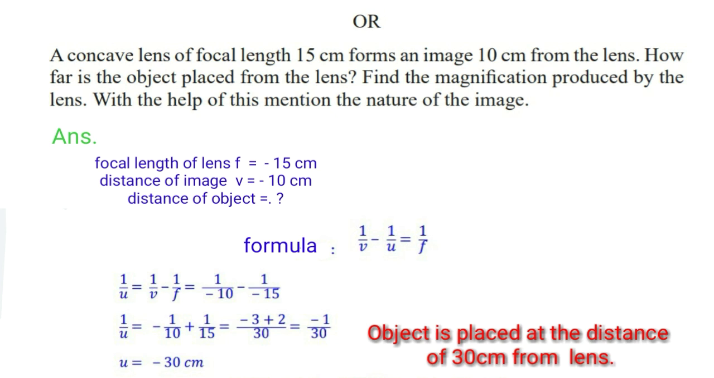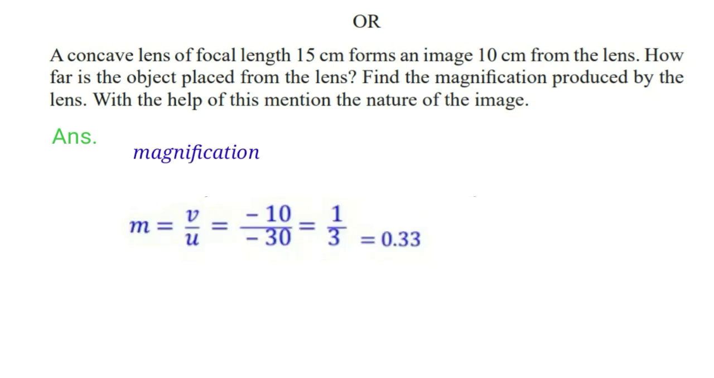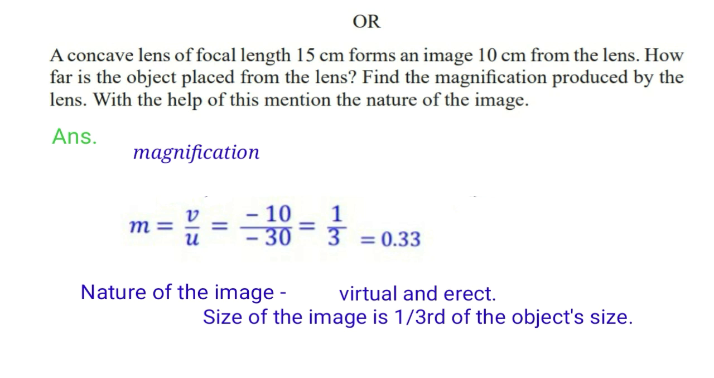Now we have to find the second part of the question, that is the magnification. To find out the magnification we have to use one more formula, that is m is equal to v by u. So v is minus 10 and u is minus 30. So 0 0 cancel, minus minus cancel. We are going to get 1 divided by 3. By simplifying this, we will get 0.33.